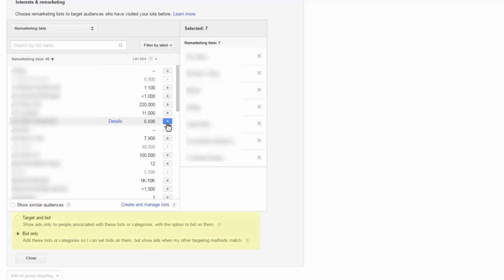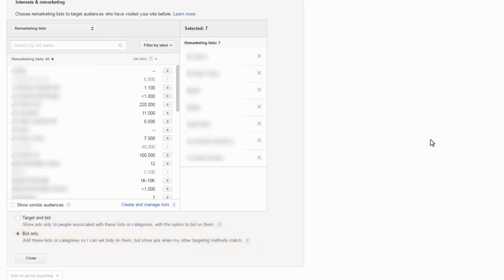Now, bid only and target and bid, what's the difference here? So bid only is saying you want to bid on people who search again that are in your list. Now target and bid means that you only want to bid on the keywords that you define against this audience. So essentially, what does that mean and how does that work?